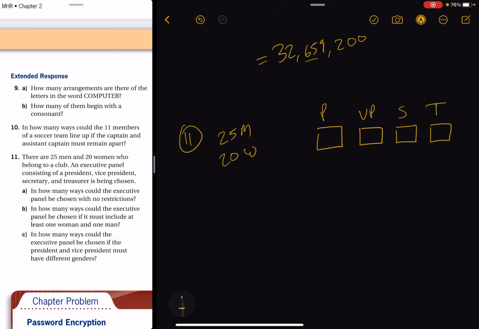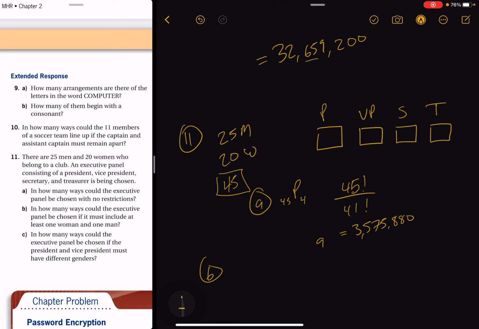Well, I have 45 people. It's basically 45 choose, what's it called? 4, right? So it's 45 factorial over 41 factorial. So 45 factorial divided by 41 factorial equals, the answer is 3,575,880, right? So that's A.